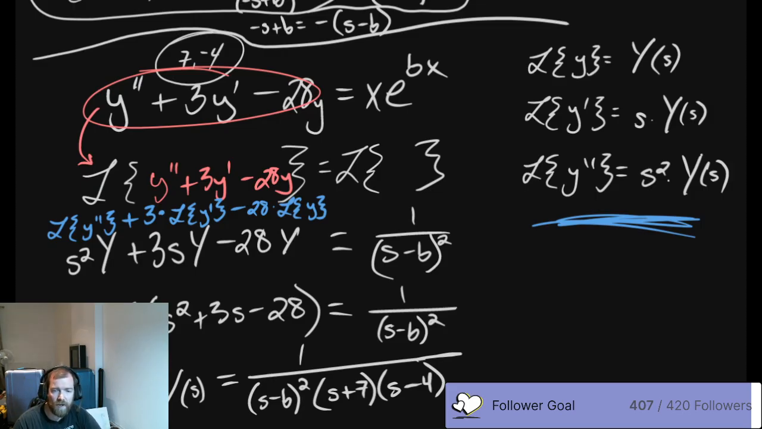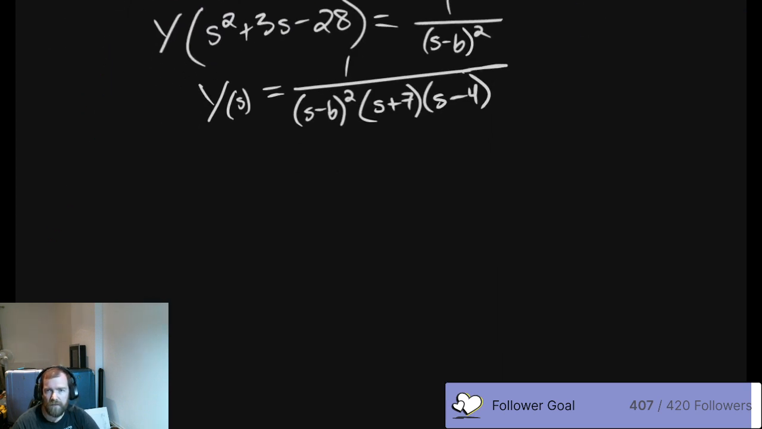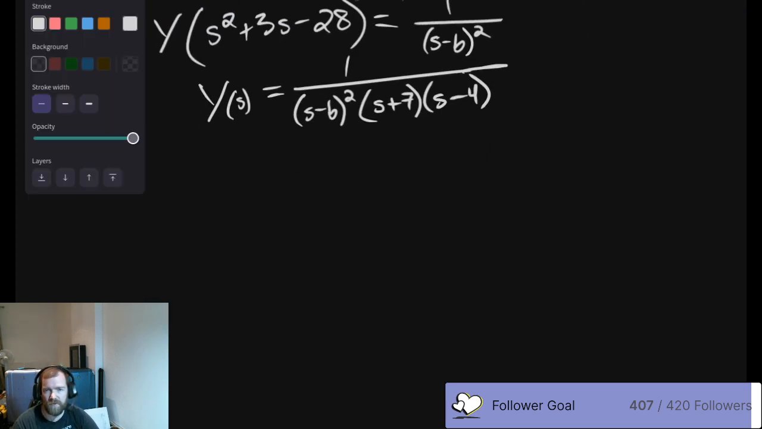So now we got this thing. Our capital Y of s is equal to 1 over s minus b squared times s plus 7 times s minus 4, all in that denominator. We don't have any inverse Laplace transforms that'll just get this for us. You could plug it into Wolfram Alpha or whatever and get an answer, but the question then becomes, well, how do you do that? How do you undo this thing? And that's hard. It's quite hard.